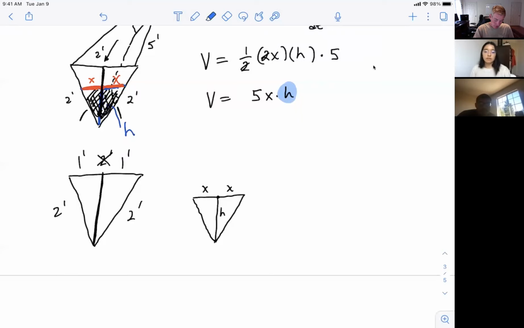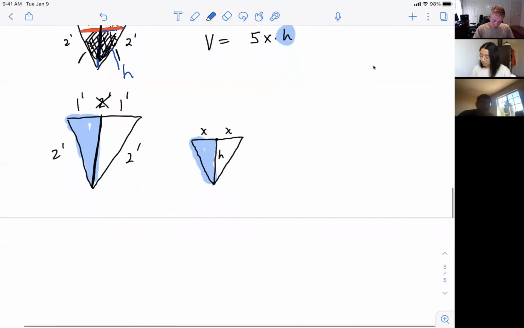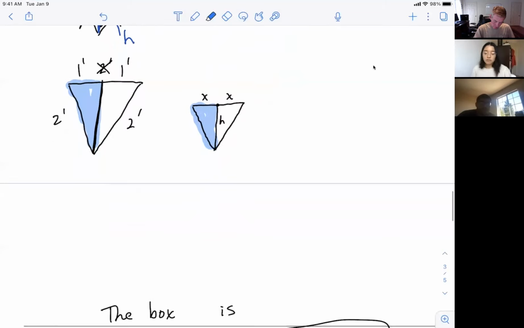Now, the next thing I want to do is just look at this triangle that's on the left and compare it with this triangle that's on the left. So those are similar triangles. They have the same angle at the bottom and they have the 90 degrees. And so those are similar triangles.